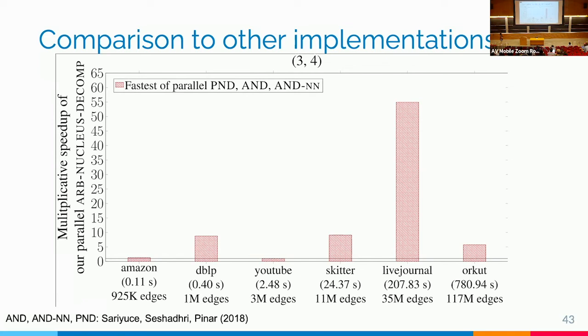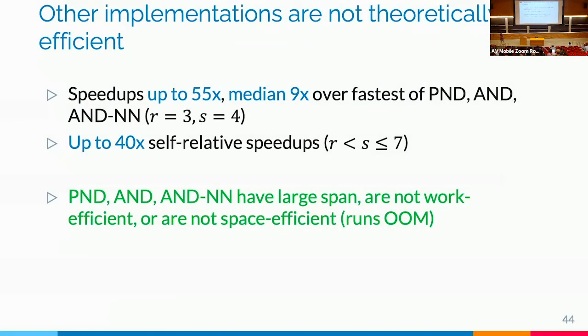We see very little speedups for the YouTube and Amazon graphs, in particular because the fractal optimizations have too much overhead to be really useful for these small graphs. So I'll note that the Amazon, DBLP, and YouTube graphs all run in under 3 seconds. So this is just our speedup numbers again. We also see up to 40x self-relative speedups, and we tested this for r < s ≤ 7, as our code is general for any values of r and s. And mainly our speedups over prior work is because prior work either has large span, or is not work efficient, or it runs out of memory. So it's not space efficient.